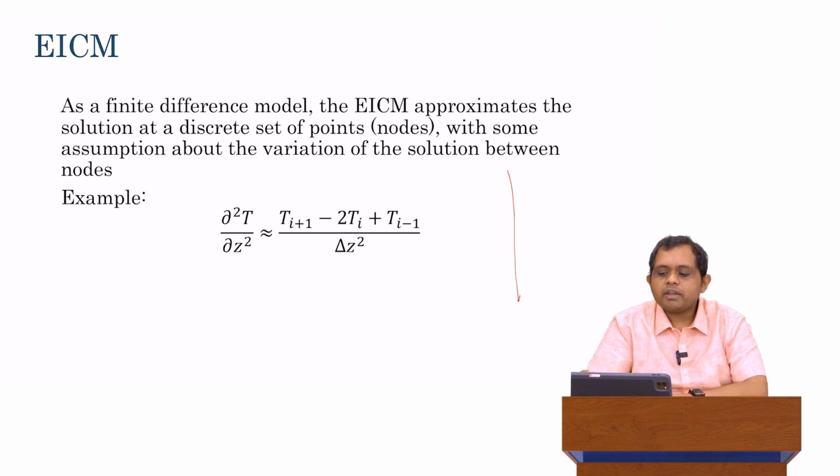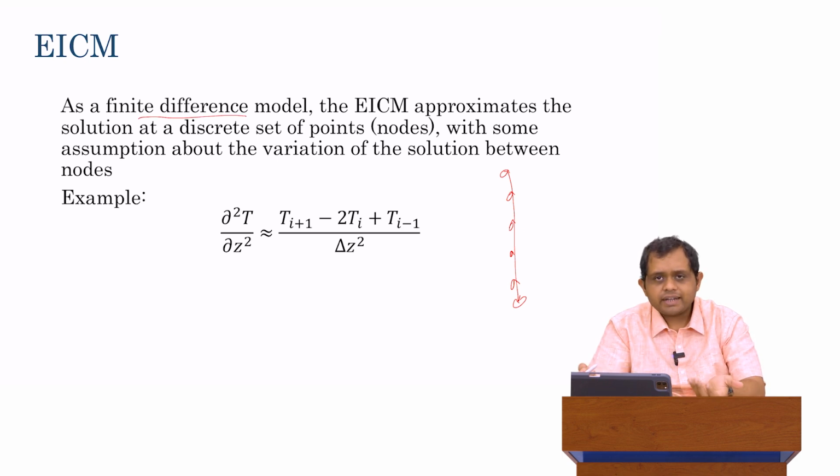So if you have a continuous pavement, we are no longer solving it at every point. We are discretizing it into a series of nodes, and we are solving for the temperature at those nodes. Now, the finite difference model is different from the finite element model. I don't have time to explain the difference, but we basically make some kind of an assumption about how the gradients vary. So, example is del T over del Z square, which is a term we get in the Fourier heat equation. This may be approximated using some central difference scheme like this.